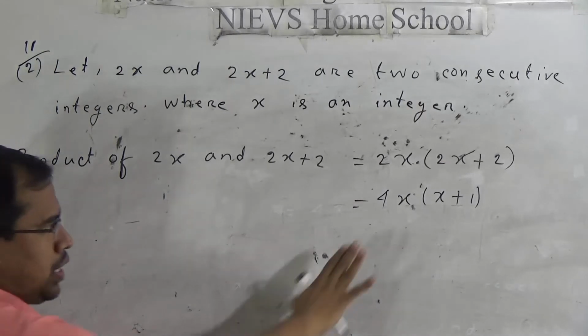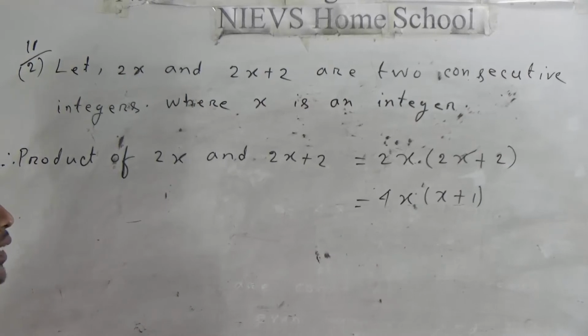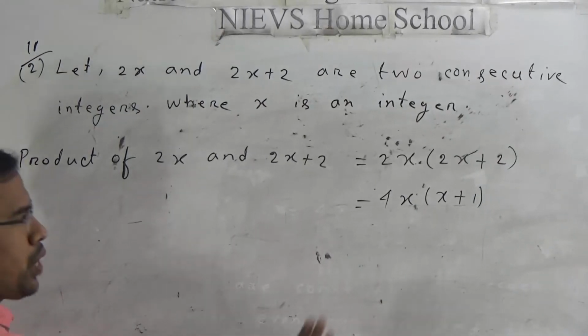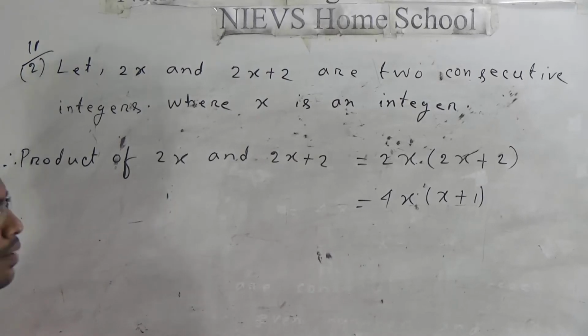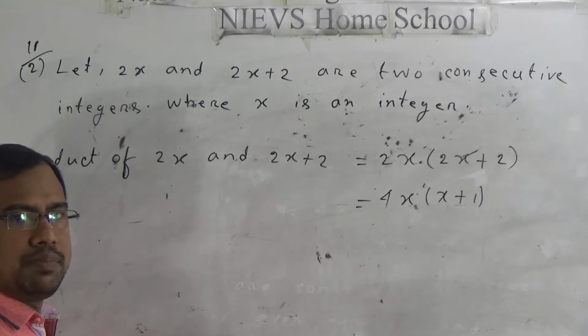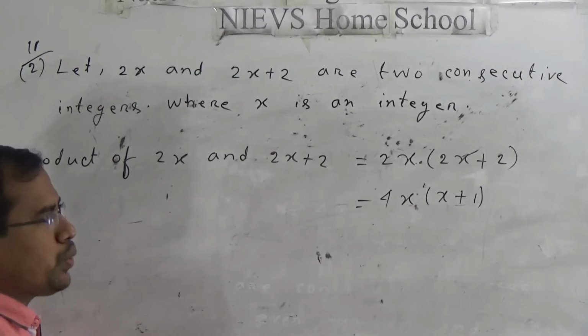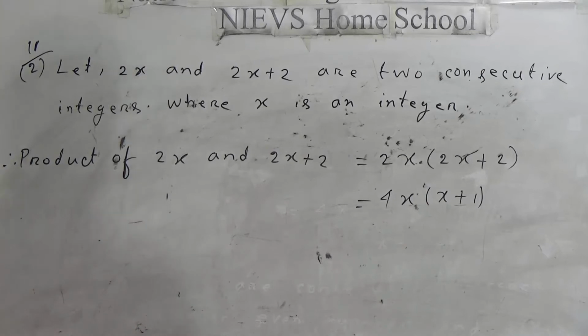Dear students, here x and x plus 1 are two consecutive integers. So the product of x and x plus 1 will be an even number. That means x into x plus 1 will be divisible by 2, and so 4x into x plus 1 will be divisible by 8.